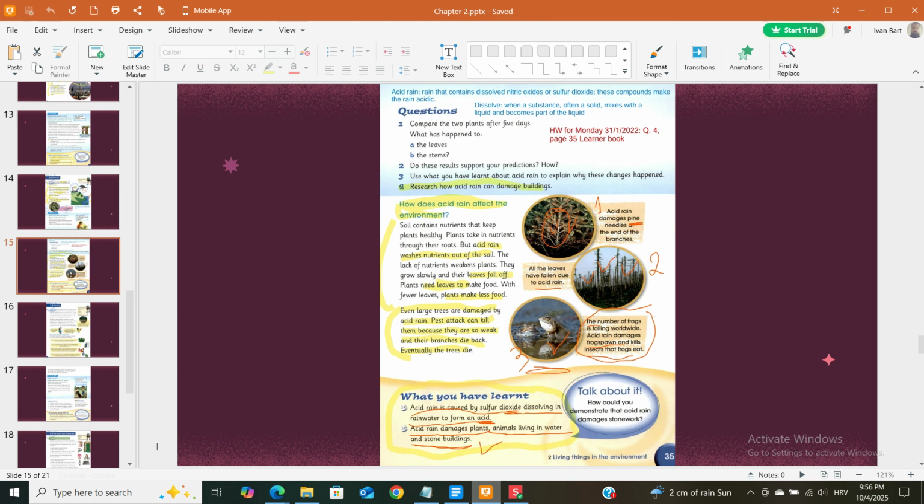The number of frogs is falling worldwide. Acid rain damages frog spawn and kills insects that frogs eat. What you have learnt. Acid rain is caused by sulfur dioxide dissolving in rainwater to form an acid. Acid rain damages plants, animals living in water and stone buildings. Talk about it. How could you demonstrate that acid rain damages stonework?